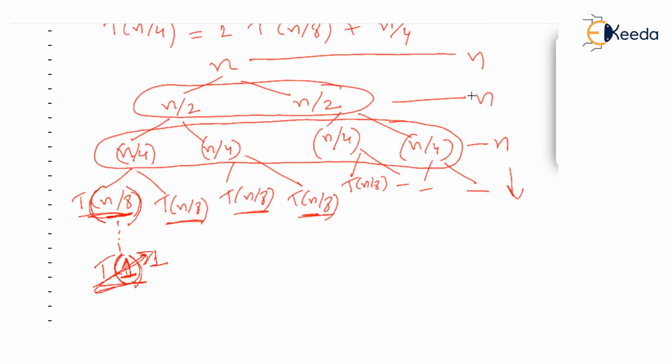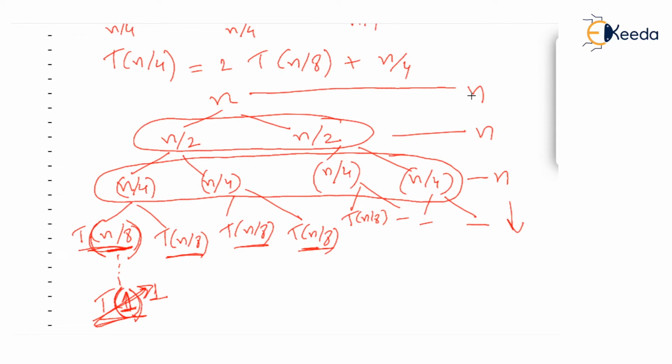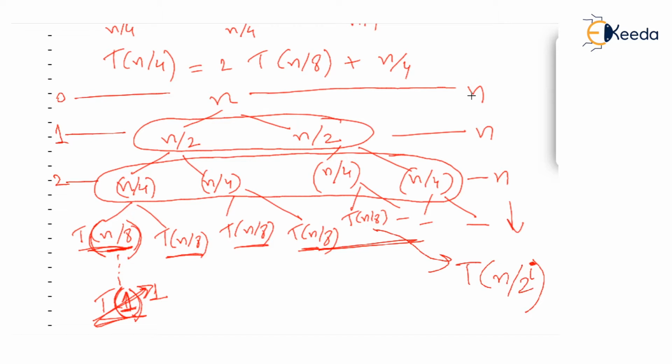Now, can you find out a generic term now? The generic term you can find out here at this level. The term at this level is T n upon 2 raised to i. Yes, I am sure all of you watching this video have found out that i is the level number. If you see, this level is 0, next level is 1, next level is 2. So this is clearly 2 raised to 2. Check, n upon 2 raised to 2 it is. And this level is 3. This is n upon 2 raised to 3, that is n upon 8. So this is the generic term that gets generated at each level.